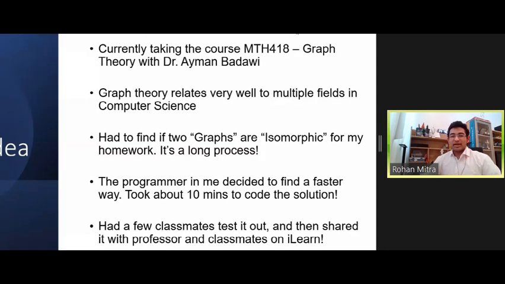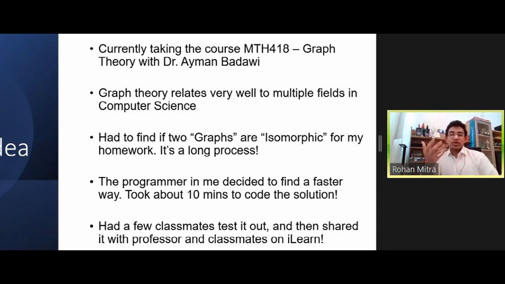Let me begin by giving a little background on how I came up with this. I'm currently taking the course Math 418. It's called Graph Theory. I'm taking it with Dr. Ayman Badawi right now, and I'm really enjoying the course because graph theory has a lot of connections between mathematics and computer science. It connects both of my favorite things, and it really connects pure maths to computer science very well. Graph theory is usually a way to visualize different, more pure maths concepts, and relating it to computer science makes it practical. That's what I really like about this.